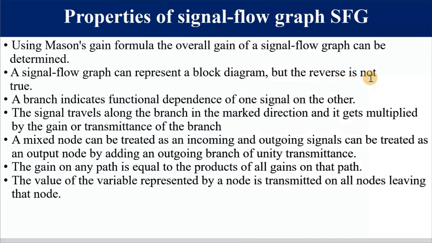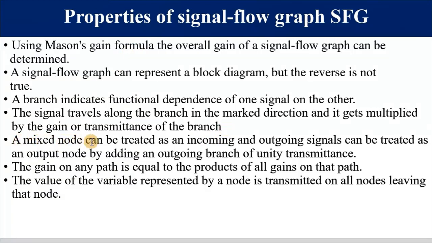You can represent a block diagram using a signal flow graph. Then the other property: a branch indicates functional dependence of one signal on the other. We saw that when we are linking two nodes, one signal will be depending on the other. Then the signal travels along the branch in the marked direction, and we know that it is multiplied by the transmittance, or the gain, of that particular branch. If you are not appreciating these properties, you can go back to the rules that we discussed.